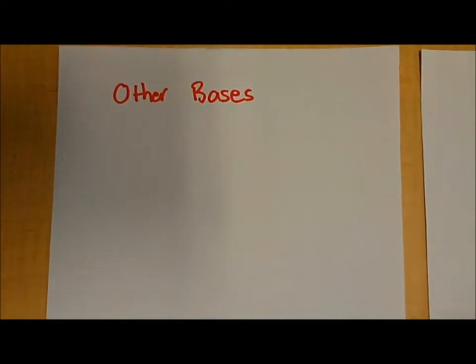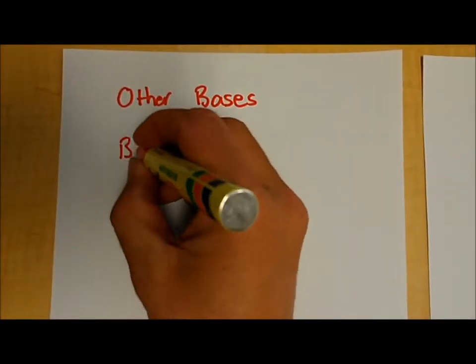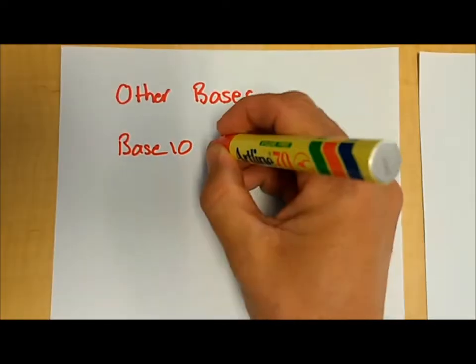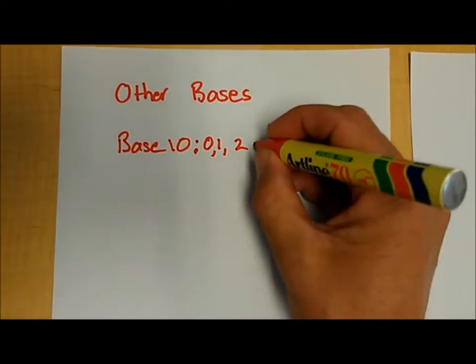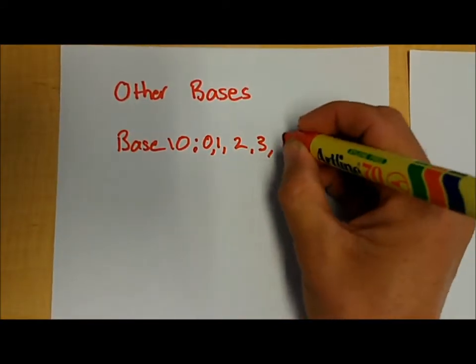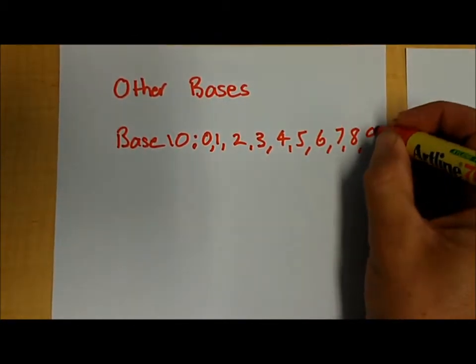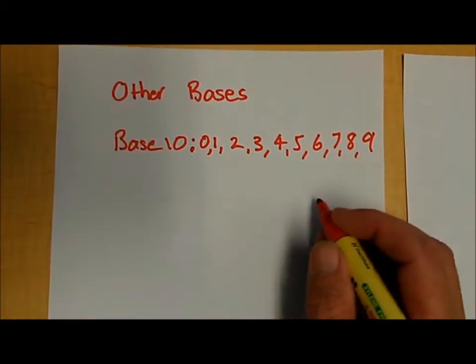I want to have a look at some numbers in some other bases. So we're familiar with the decimal number system, which is a base 10 number system. And being a base 10 number system, it uses the digits 0, 1, 2, 3, all the way through to 9. And the way it uses those digits is in a place value system.